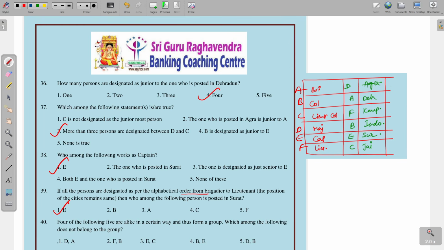Question number 40. Which among the following does not belong into the group? So D and A, there is no person. F and B, between both there is no person. E and C, no person between both. B and E, no person, and D and B, so there are 2 persons are there. So okay, it is the complete solutions of the paper.